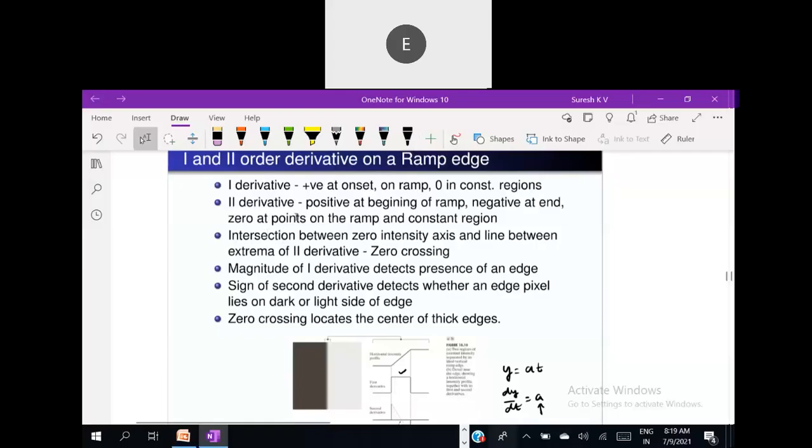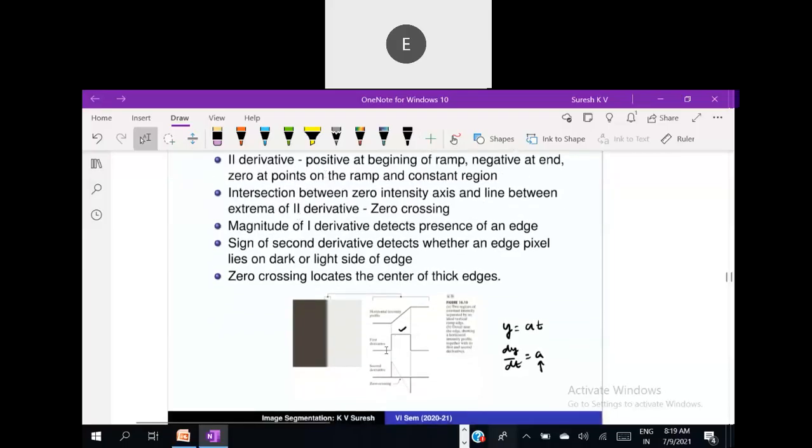Now when it comes to the second derivative, at the onset or beginning of the ramp, it is positive. Observe here. And at the end of the ramp, it is negative. See, the ramp is ending here, and you can see that it is negative here. And along the ramp, the value is 0. You can observe that along the ramp the value is 0. So that is the observation.